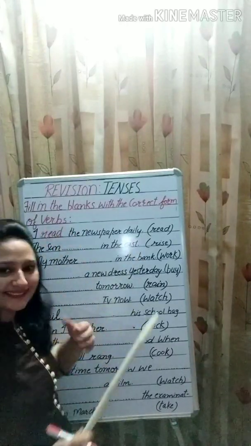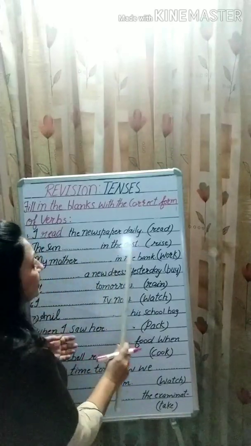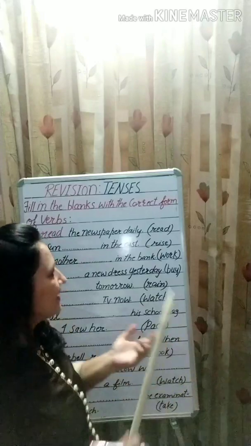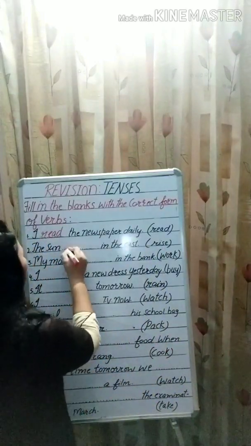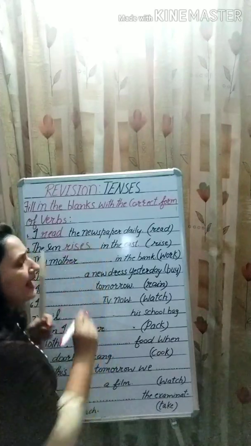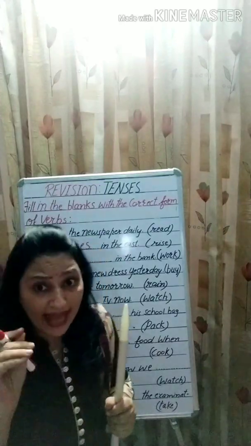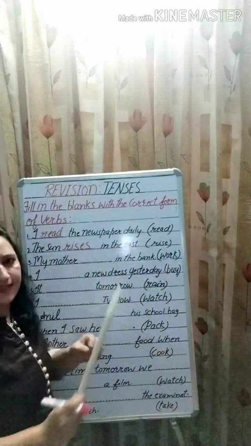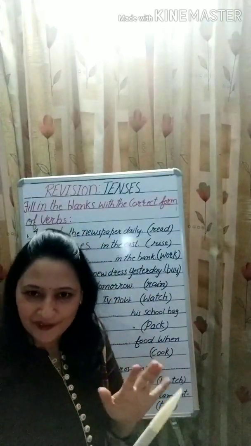Now let us do the second. "The sun dash in the east." It is a universal truth, simple present tense. And my dear students, look at what I have done. I have added S at the end of this verb. You know why? Yes, because the sun is a singular subject. Is it clear to you?